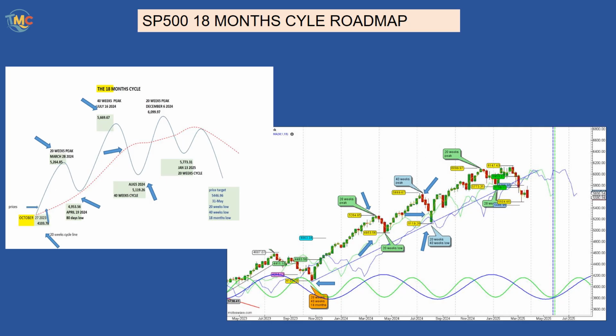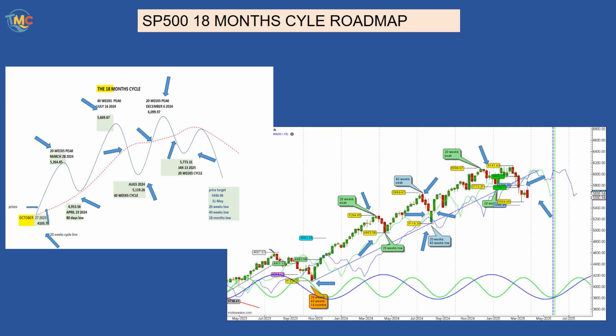Then the S&P 500 crossed back above its cycle line, providing another upside target, which was met and exceeded. After forming its third 20-week peak in December 2024, the S&P 500 kept trading along its cycle line and formed its third 20-week low on January 13, 2025. The S&P 500 crossed below its cycle line, providing a downside target which has been fulfilled. At the time of this update, we are here now.